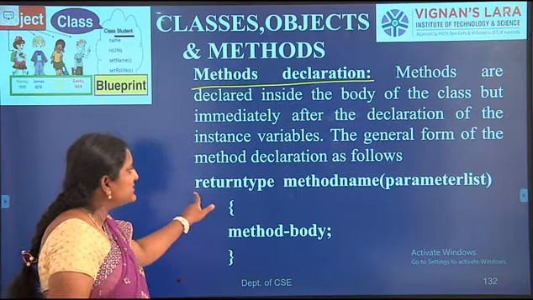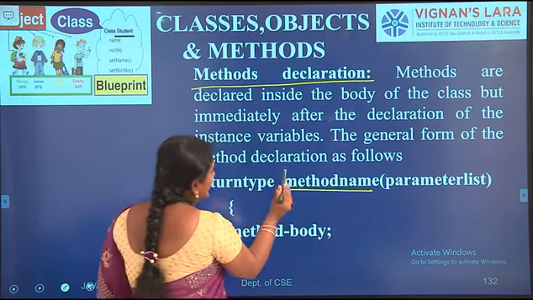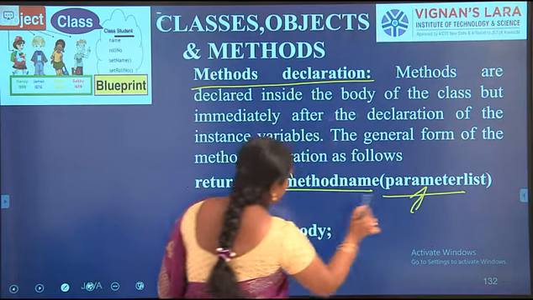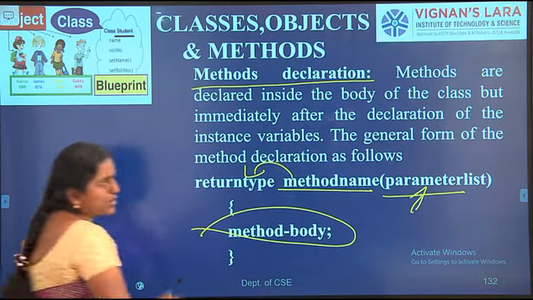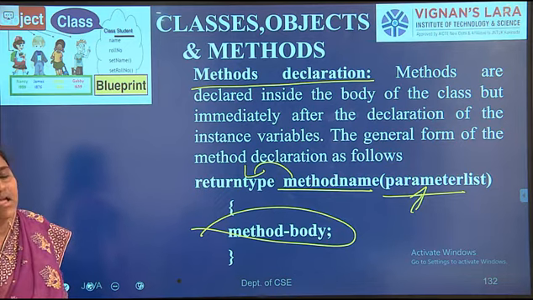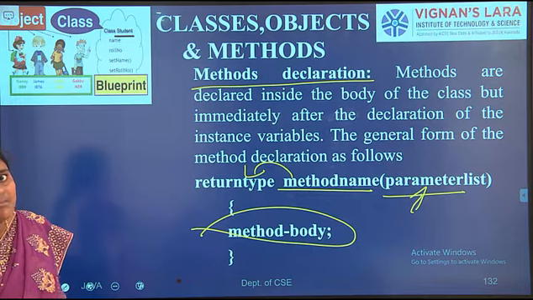So what is the syntax for defining a method? Every method has some return type, then the method name, then the parameter list. We can pass any parameters. Then it is the method body. After variable declarations, we want to define method declarations because our class contains only two parts, data and methods.